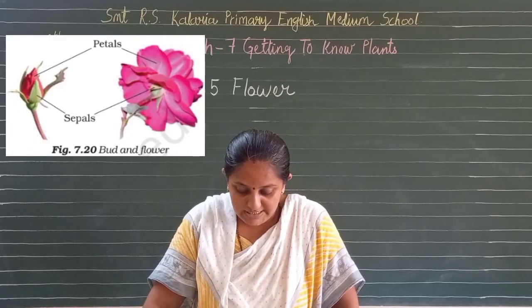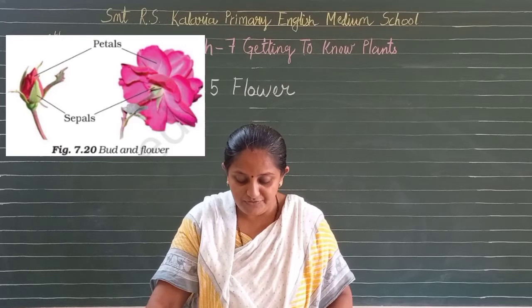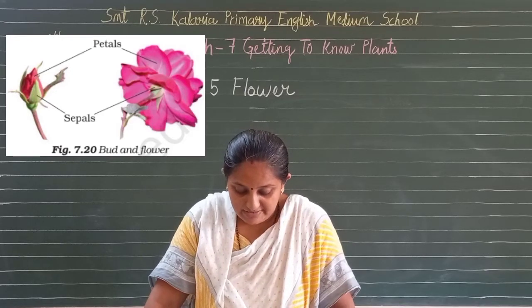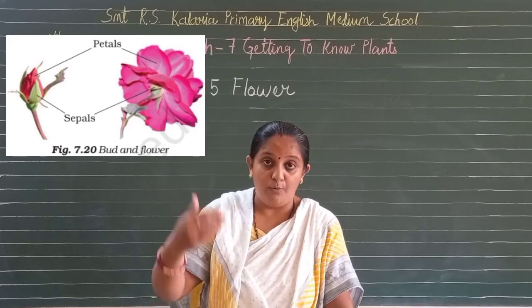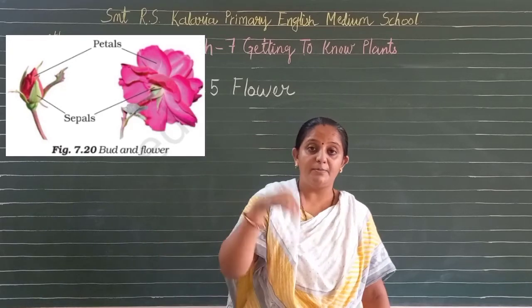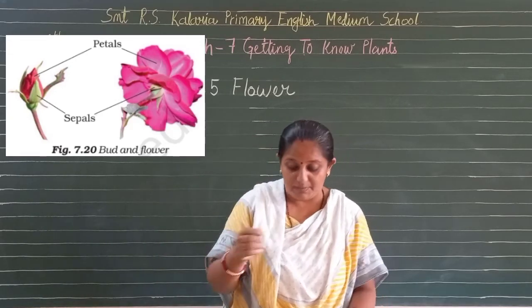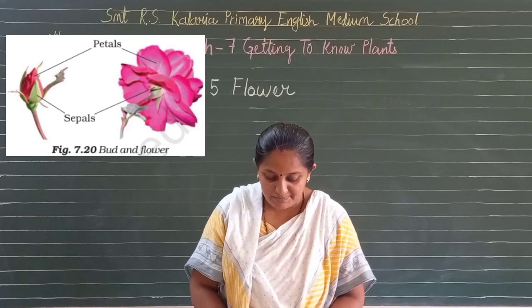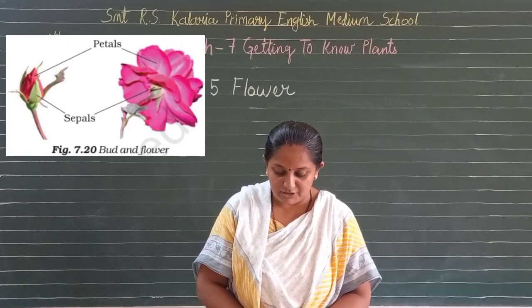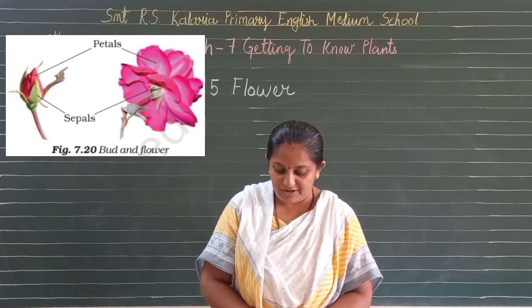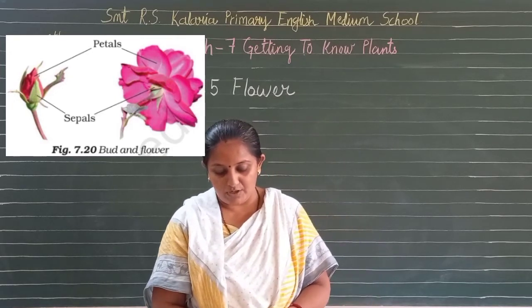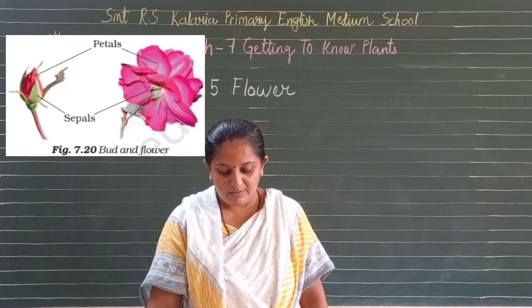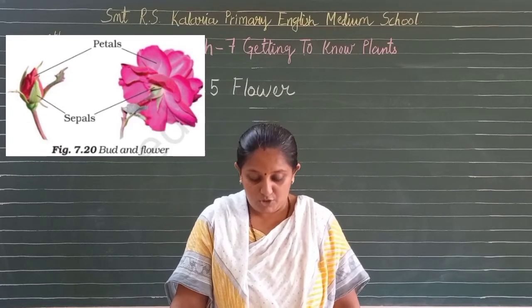Observation 7.3 is given on a flower. To see the inner parts of the flower clearly, you have to cut it open properly. If the petals are open, for example, dhatura has bell-shaped flowers, the petals have to be cut lengthwise and spread out. Then the inner parts of the flower can be seen closely.